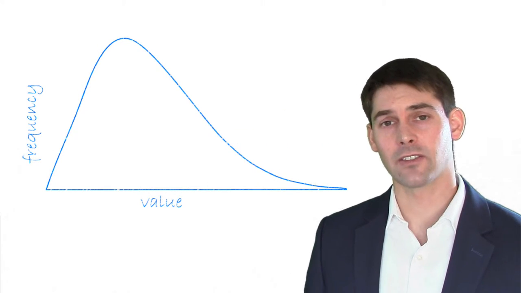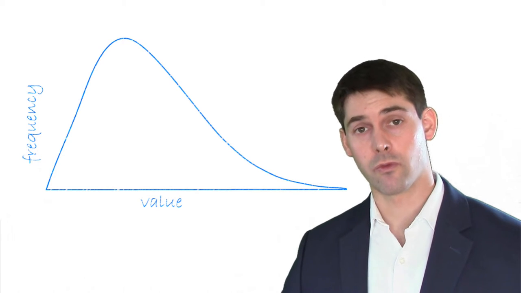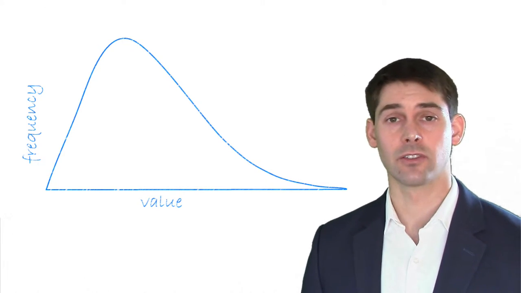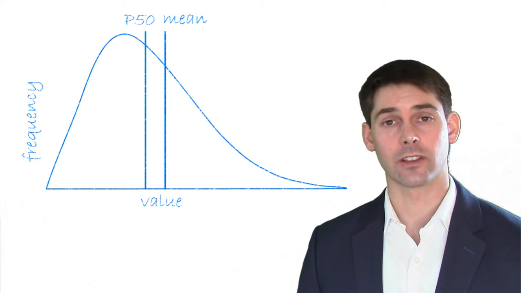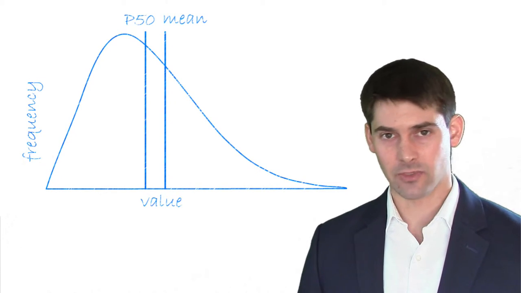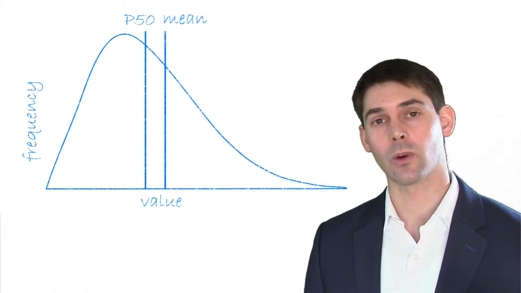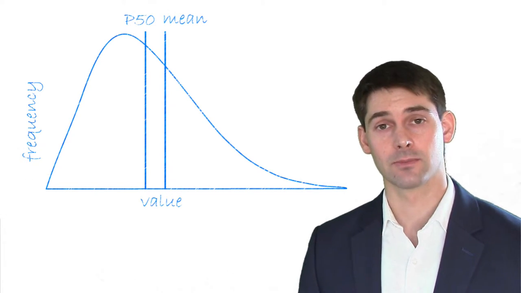And the effect of having that possibility of going far over schedule serves to shift the average of a curve like this out longer than the P50 estimate. And that's very technical. I won't get into it here. We talk about it in our training course. But what I want to talk about is why that matters.